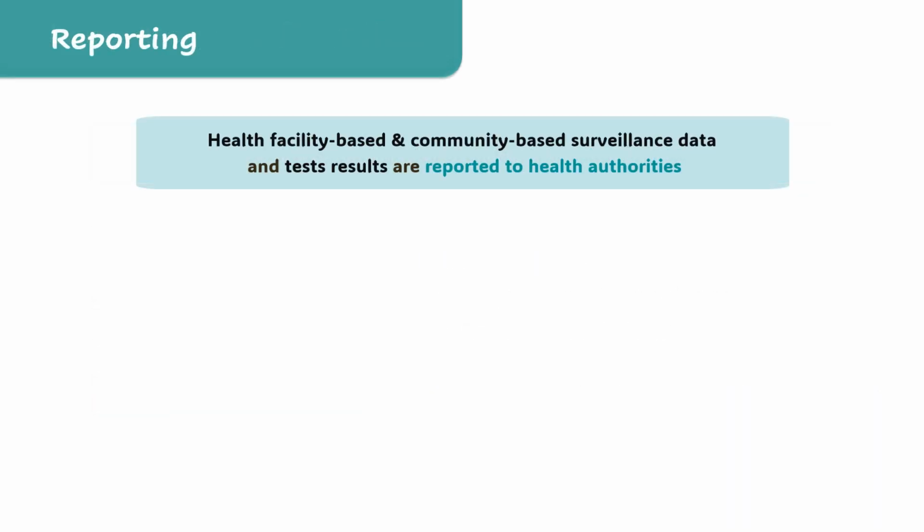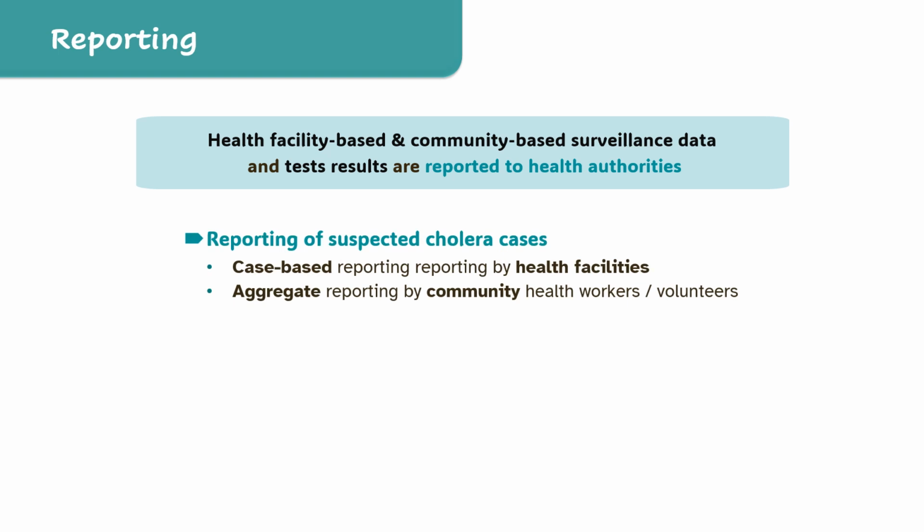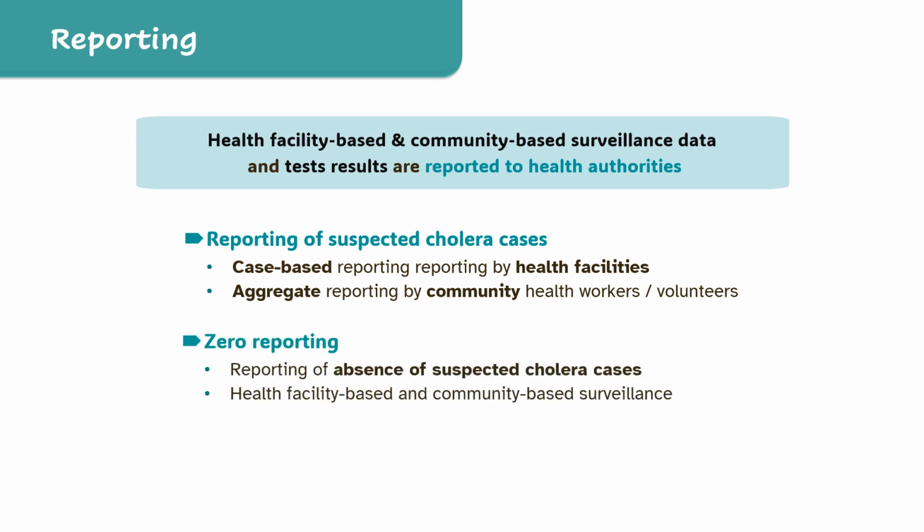The standard data collected by health facility-based surveillance and community-based surveillance, as well as test results, are reported to the health authority. When suspected cholera cases have been detected, case-based data collected at health facility level and aggregate data recorded at community level are reported. When no suspected cholera cases have been detected, the absence of suspected cases is also reported to the health authority. This is zero reporting and applies to health facility-based surveillance and community-based surveillance. Laboratories report to the health authority all cholera test results, positive and negative.